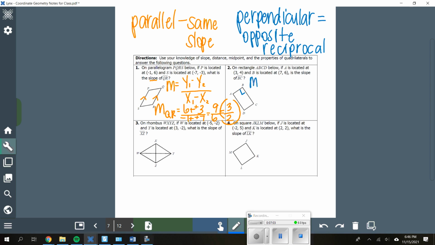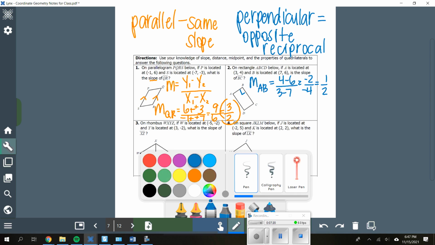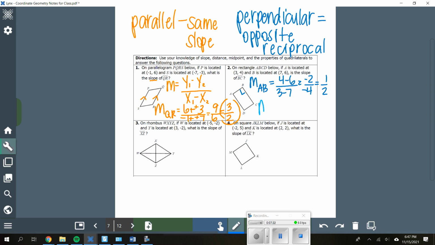So if I find the slope of AB, again, y minus y, 4 minus 6, over x minus x, 3 minus 7. That's negative 2 over negative 4, which is positive 1/2. If I want the slope of BC, remember it's going to be an opposite reciprocal. So I have to flip it over and change its sign. And we can just write that as a negative 2.